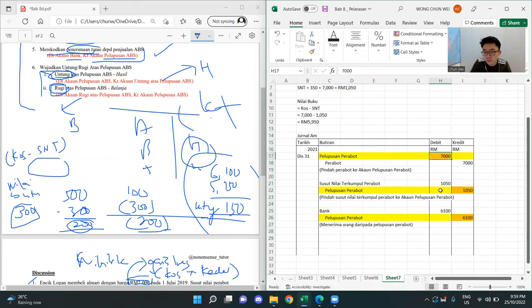So for debit side punya pelupusan perabot only one, 7,000. Then for credit side is how much? You use 1,050 plus 6,100. So you can see that the credit side is a little bit besar. So you imagine it like you are doing a ledger. If credit side is 7,150, meaning the debit side should be the same, 7,150 also. But then we only got 7,000. So how do we make it 7,150? Meaning I have to add one more 150 here.